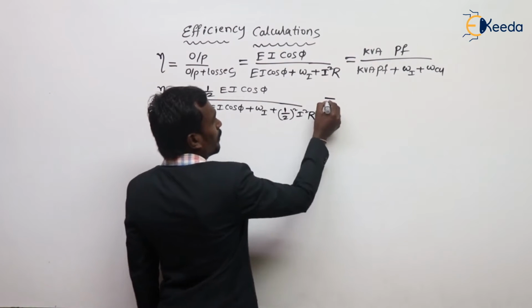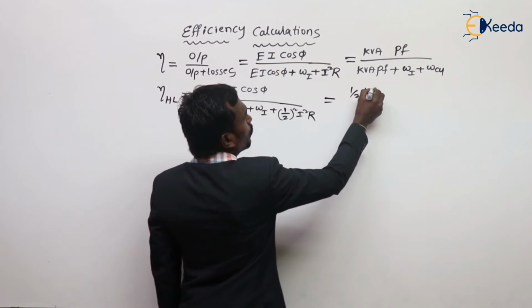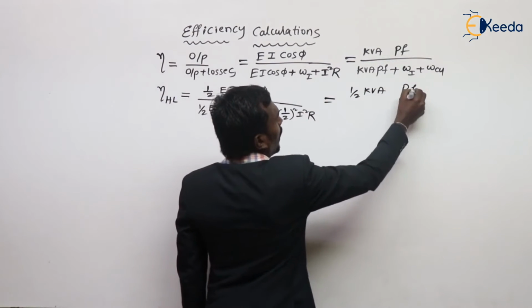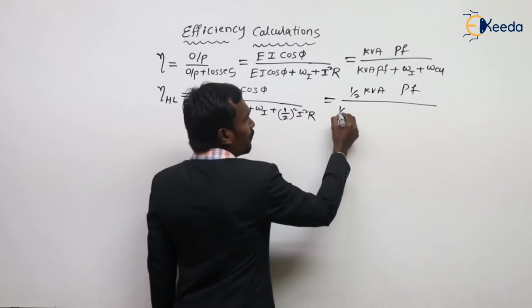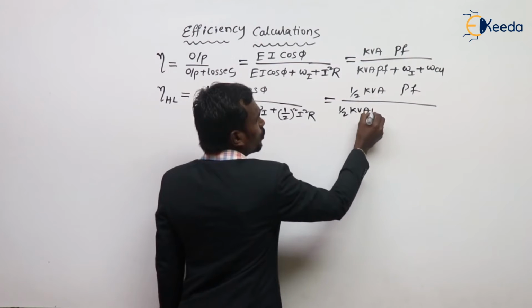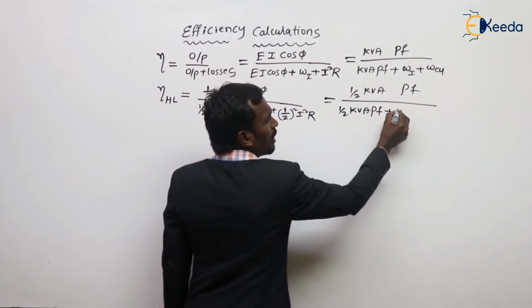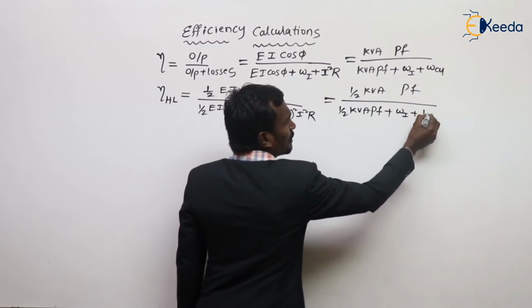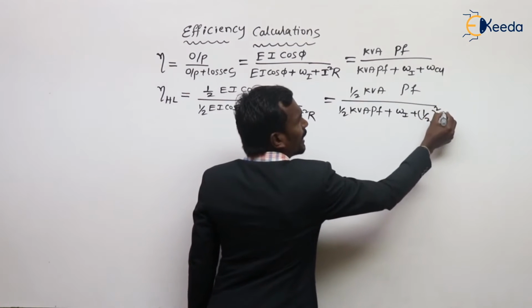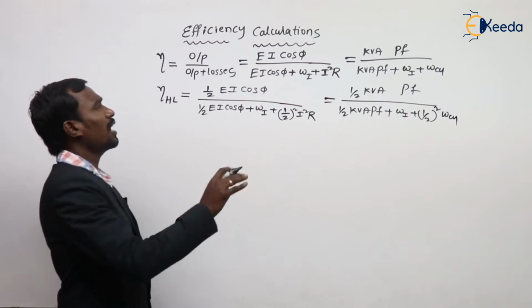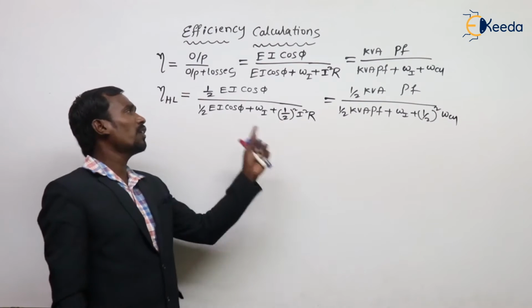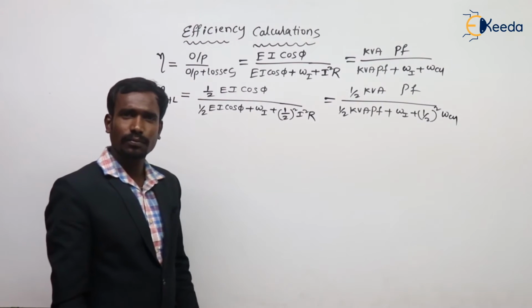Or this can be written as half into kVA into power factor upon half into kVA into power factor plus iron losses plus half square into full load copper losses. This is the half-load copper loss and half-load efficiency.